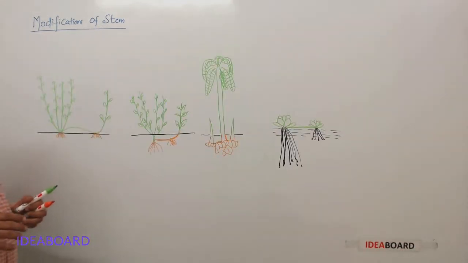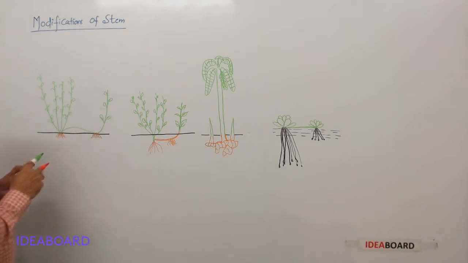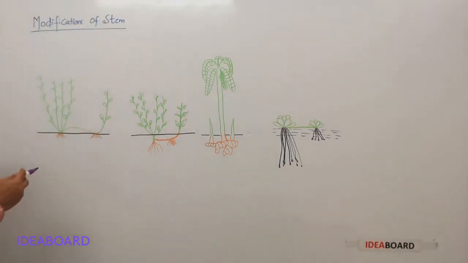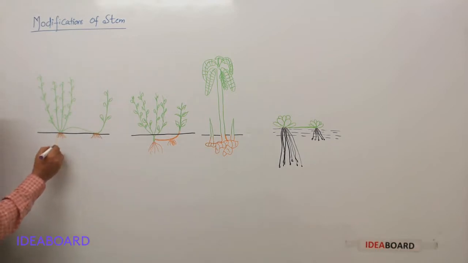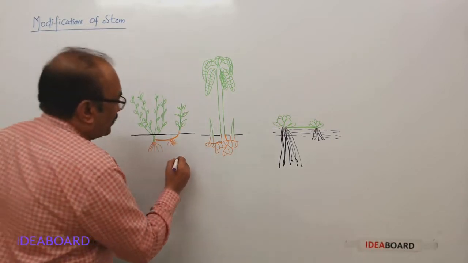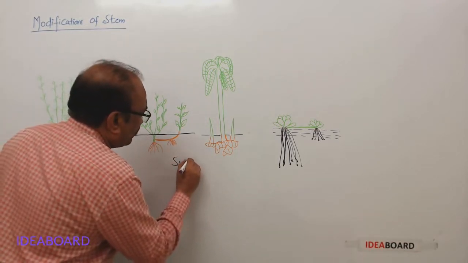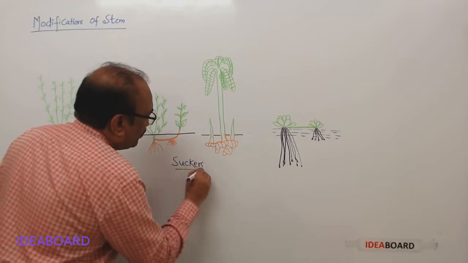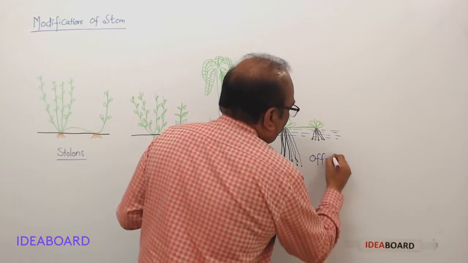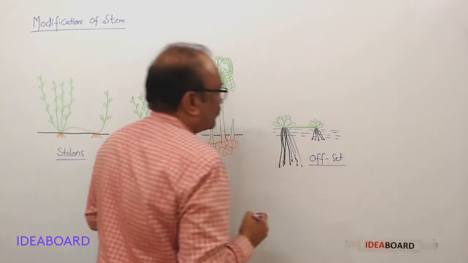Now let us see these subaerial stem modifications. Subaerial stem modifications. Okay. So look at this one. The terminology is not there, but I am using this word stolons, and these two are suckers, and this is offset. Offset.